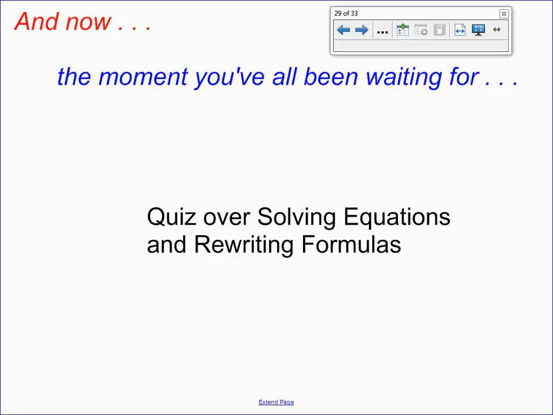We're going to take a quiz over solving equations and rewriting formulas, but don't worry, it's a practice quiz. You should have already picked it up from the roller cart. What we're going to do is take this opportunity to practice your solving. We will check it next class.